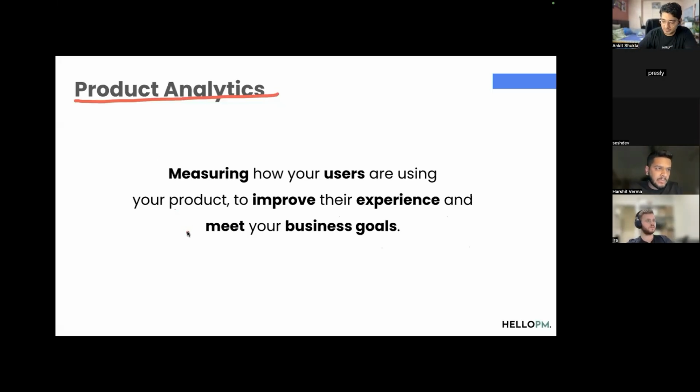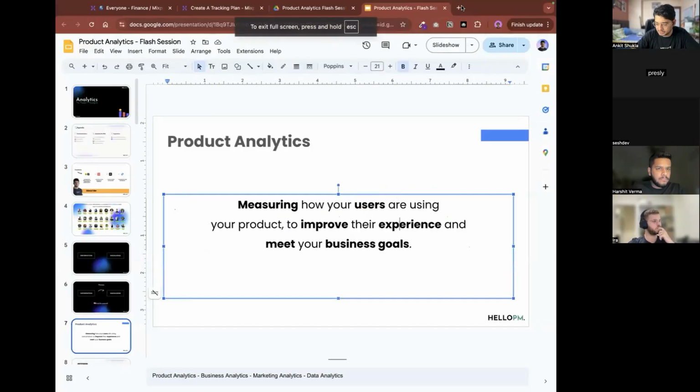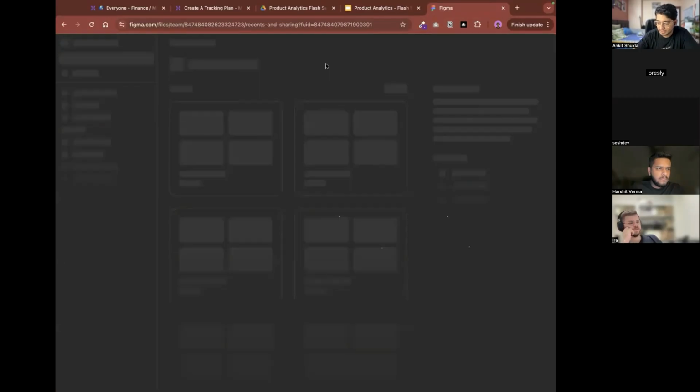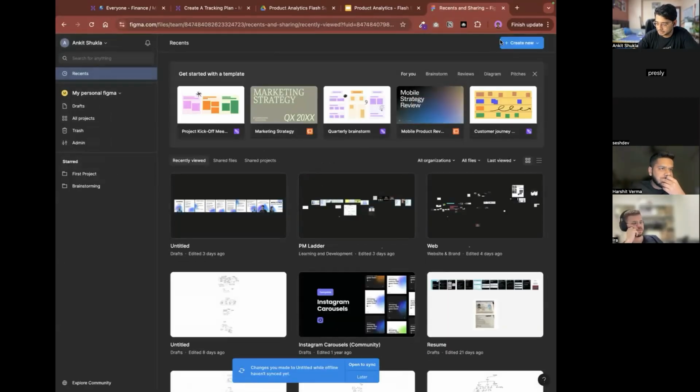intelligent room today. Yes. So product analytics is measuring how your users are using your product to improve their experience and meet your business goals. I'll tell you a fundamental equation for any business in the world. No matter what kind of business or product that you are creating, this is the fundamental equation that every business works upon.